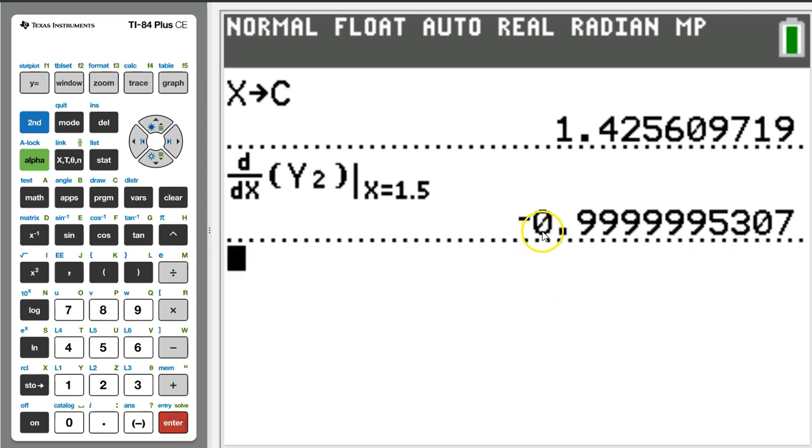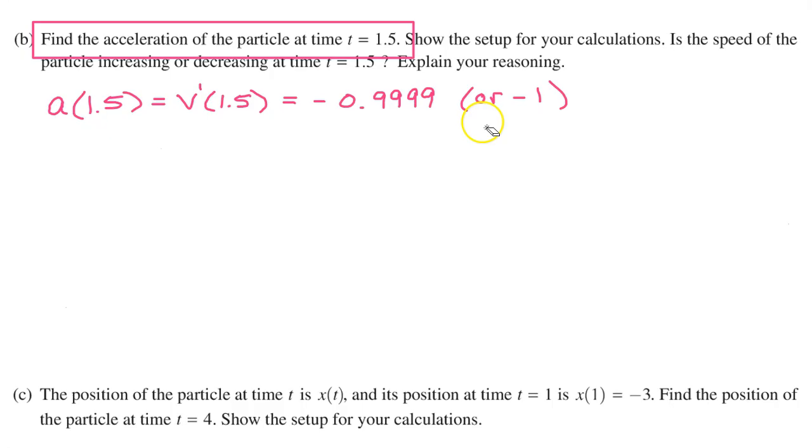Kabam! Negative 0.9999. Yes, you would get credit for putting -1, but I'm going to stick to my rule of always using 4 decimal places and not trying to round.